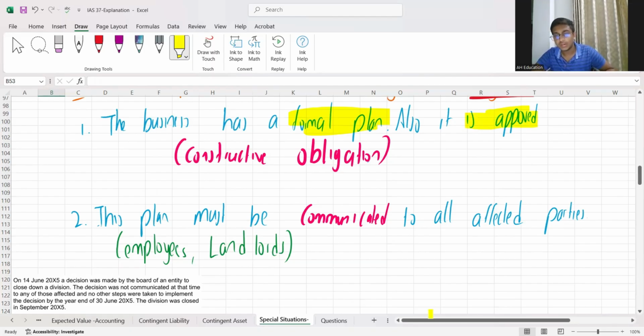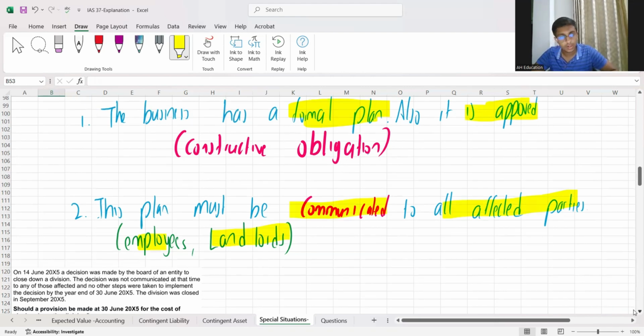And number two is this plan needs to be communicated to all the affected parties. It can be your employees, it can be your suppliers, it can be your landlords. All of them need to be communicated through either a mail or a legal notice. Okay. Then only you can recognize a provision. Okay. Here, see.